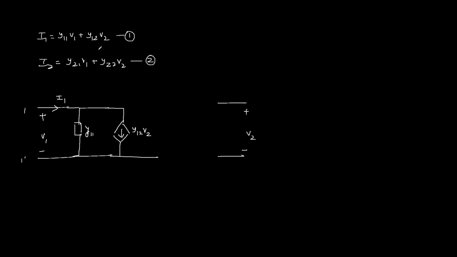Now, in the second equation, on the left hand side we have I2, which is the current of port 2. On the right hand side, the two terms are also currents, and addition of currents is possible when the two components are connected in parallel. So Y22 V2 is basically the current through Y22, which is connected across 2 and 2 dash.